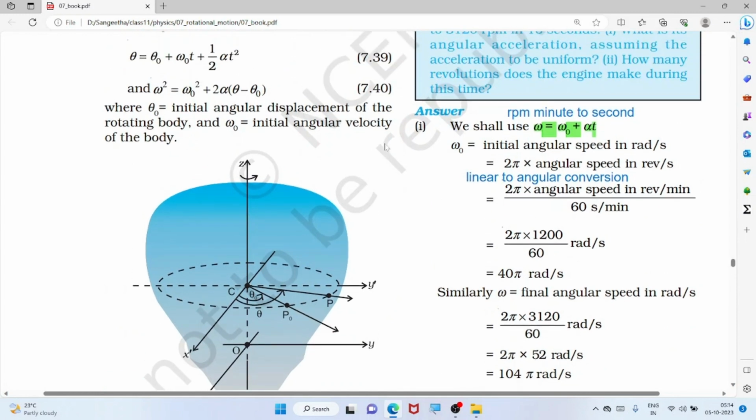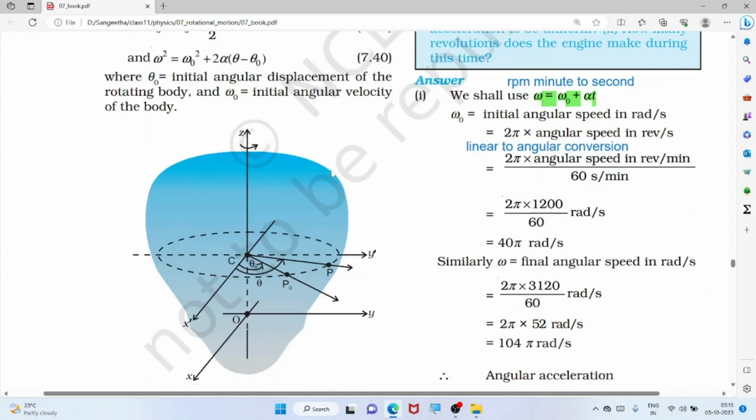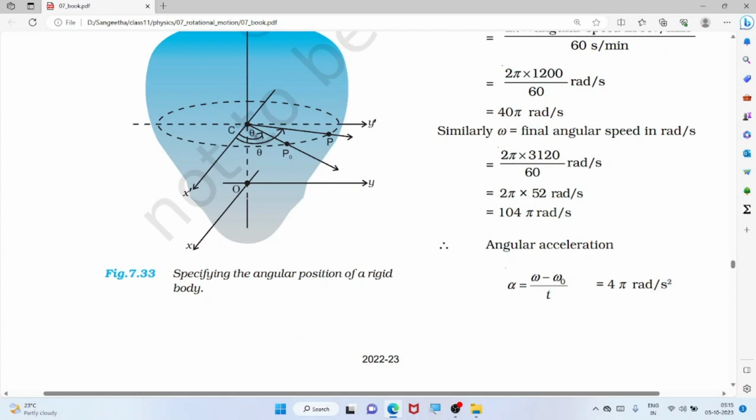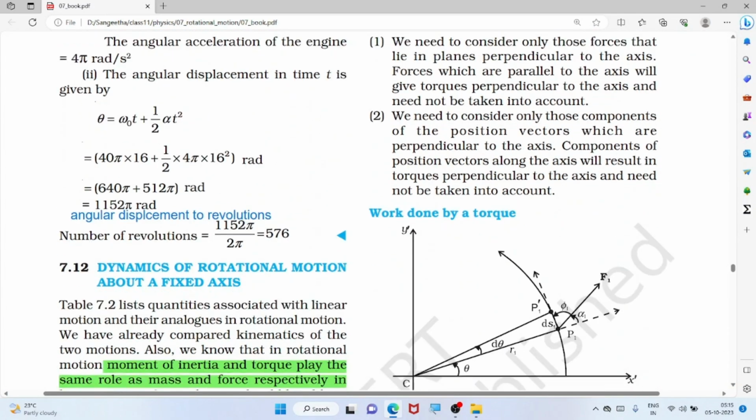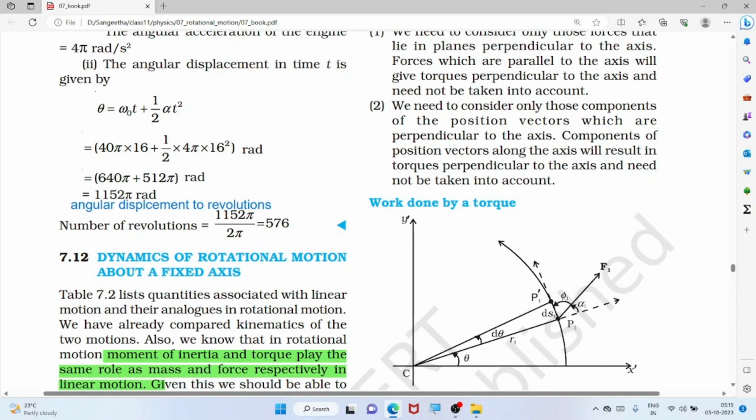See, in these problems, how they are converting revolutions per minute into revolutions per second, and how they are converting linear quantities into angular ones. You have to be careful with these conversions. Here the initial speed is converted into angular speed by multiplying by 2 pi. Similarly this. And here they convert angular displacement into number of revolutions: angular displacement divided by 2 pi gives the number of revolutions.